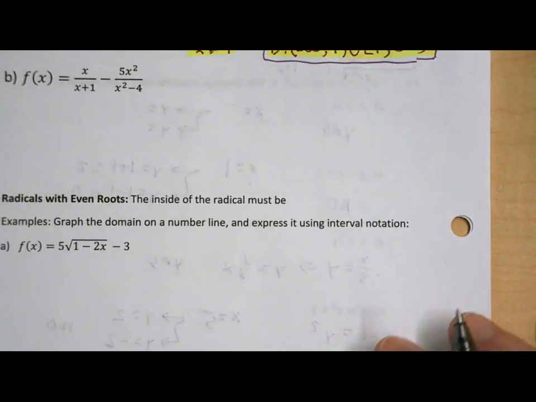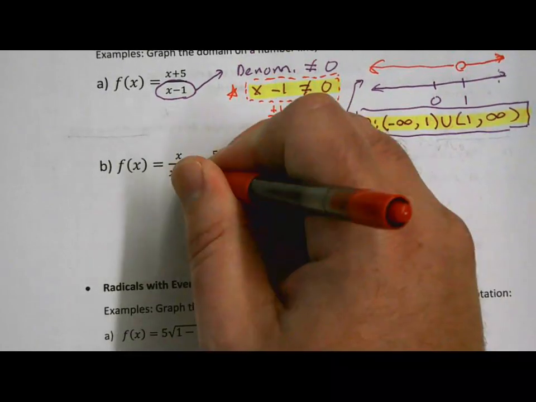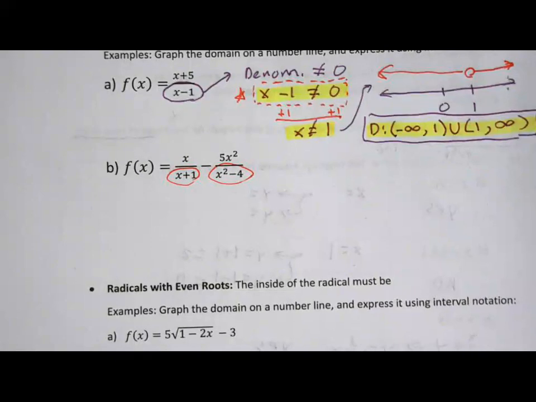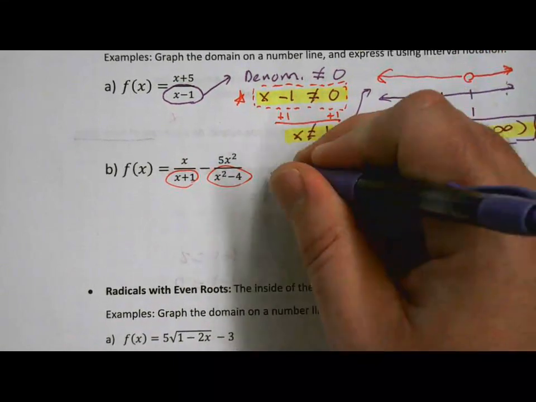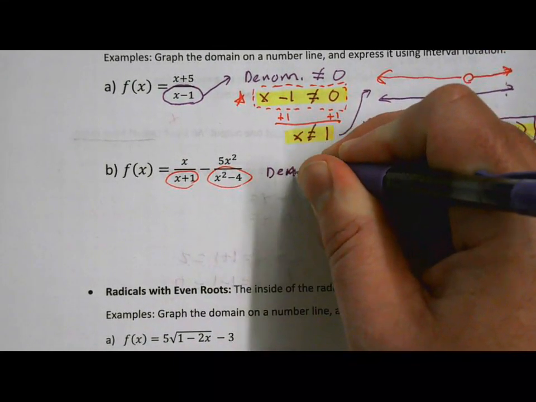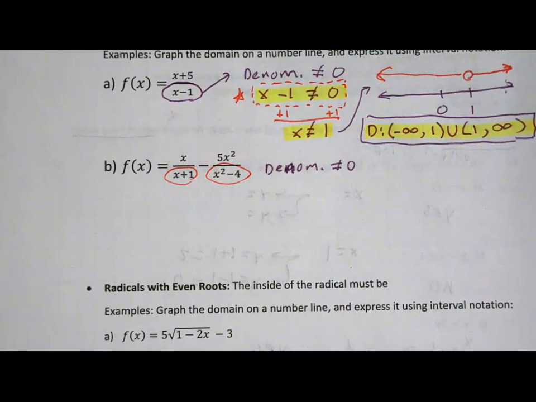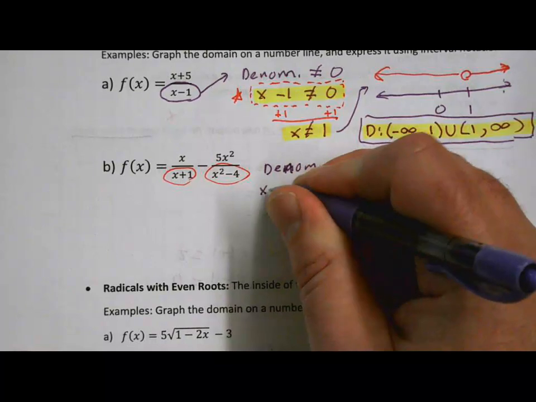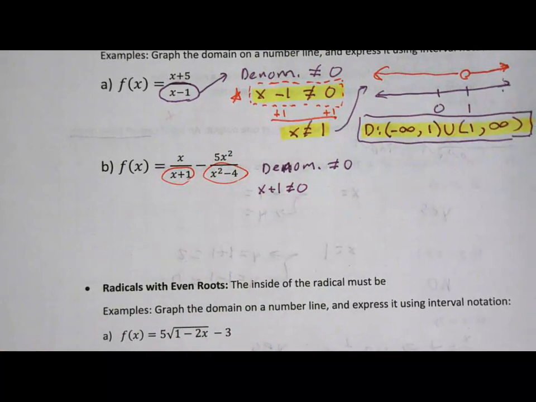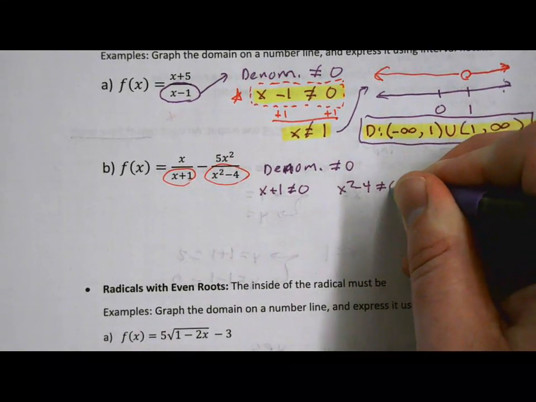Okay, let's do another. This one has 2 denominators. Oh my goodness. I see 2 denominators. And I am just going to remind myself, denominator cannot equal 0. And I'm going to write my 2 restriction statements. Since I have 2 denominators, I'm going to have 2 restriction statements. One is going to say x plus 1 is not equal to 0, because that was one of my denominators. And the other one's going to say x squared minus 4 is not equal to 0.